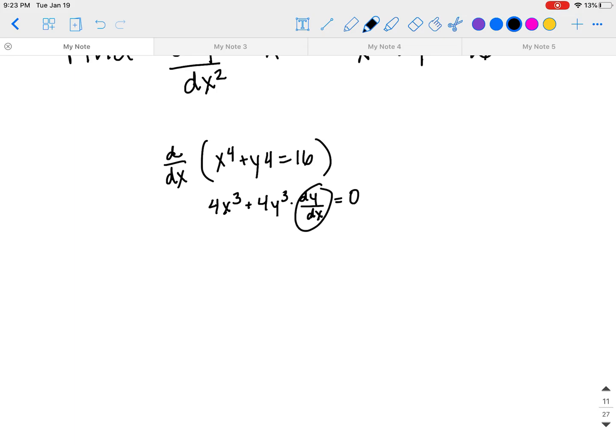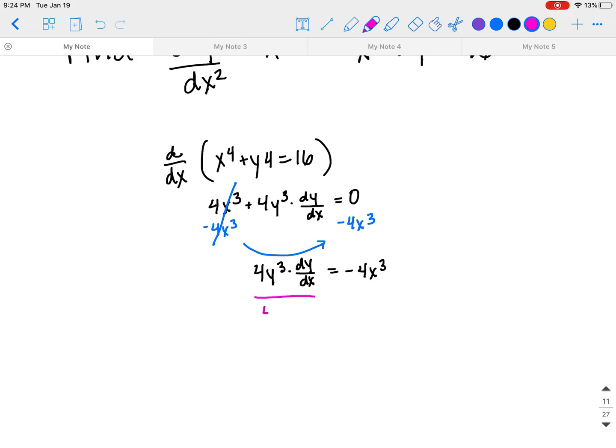We first have to solve for our dy dx. So I'm going to begin by moving this 4x cubed over to the other side. And I get 4y cubed times dy dx is equal to negative 4x cubed. And then I can divide both sides by 4y cubed. And so what I have just found is the first derivative dy dx.